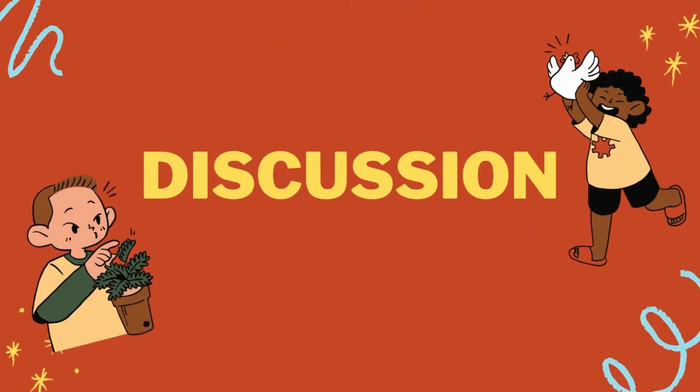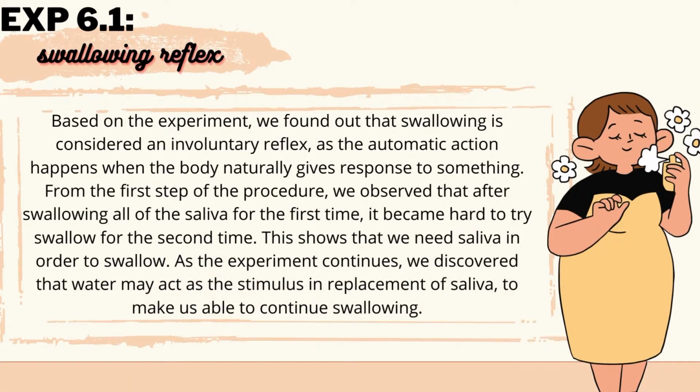Next, we proceed with the discussion. For the first experiment, experiment 6.1, the swallowing reflex, we found that after we swallowed all of the saliva the first time, it became hard for us to swallow again. But when we continued with the second step and drank the water, we could easily swallow again as the water can act as a replacement for the saliva. So we can conclude that swallowing is an automatic action which the body gives in response to something.